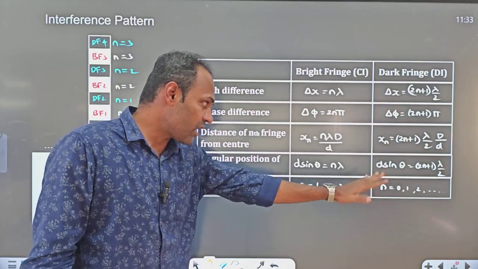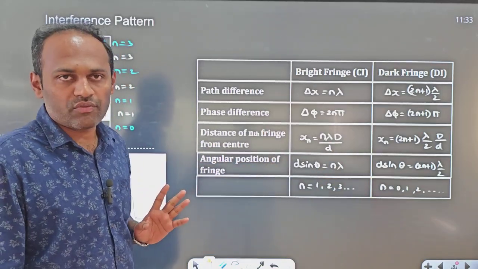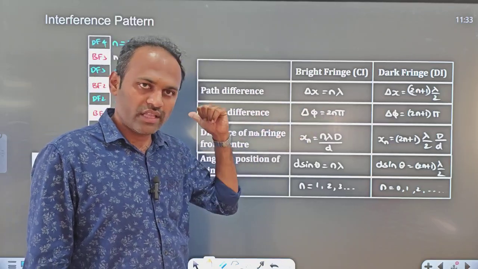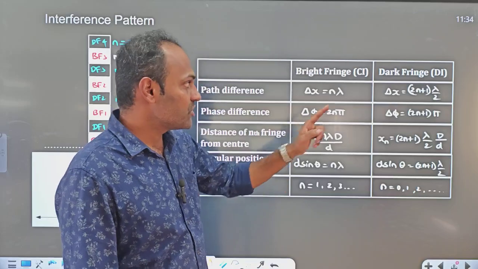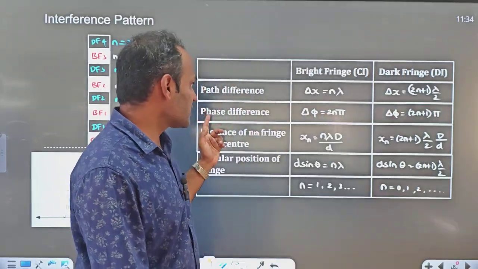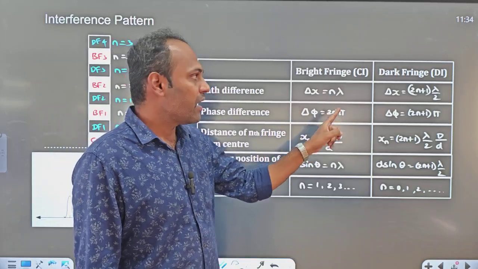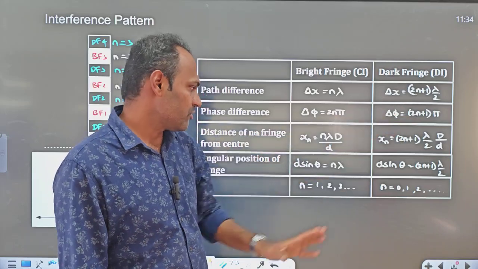Okay, these formulas are most important. You have to remember these formulas for bright fringe as well as dark fringe. See, path difference delta x equal to n lambda, we have already seen. For bright fringe, path difference will be n lambda. For dark fringe, path difference will be (2n plus 1) lambda by 2. Phase difference, for bright fringe it will be 2n pi, even multiple of pi, and for dark fringe it will be odd multiple of pi, (2n plus 1) pi. This also we have seen.